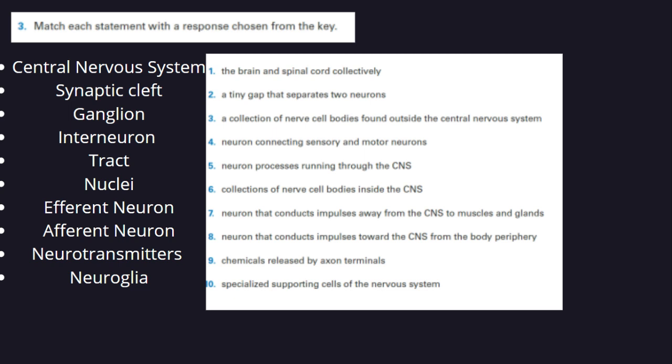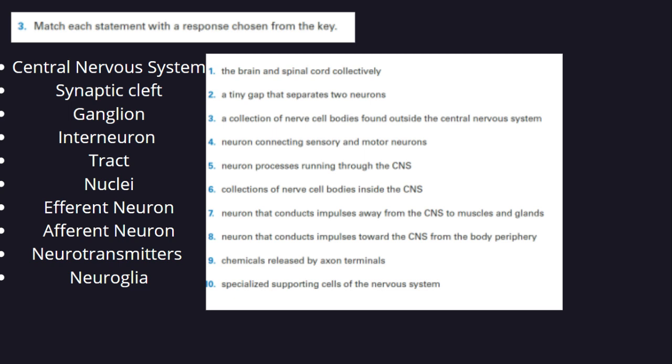Number 3. Match each statement with a response chosen from the key. Number 1. The brain and spinal cord collectively. Central nervous system. Number 2. A tiny gap that separates two neurons. Synaptic cleft. Number 3. A collection of nerve cell bodies found outside the central nervous system. Ganglion. Number 4. Neuron connecting sensory and motor neurons.